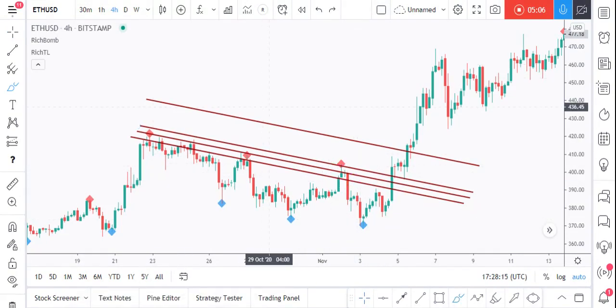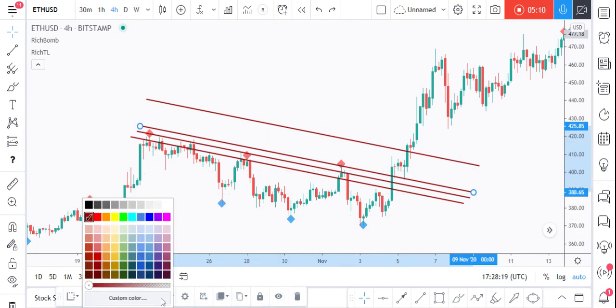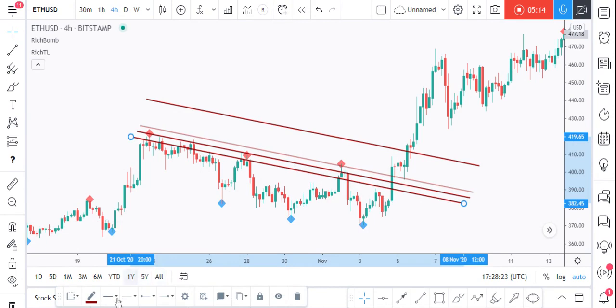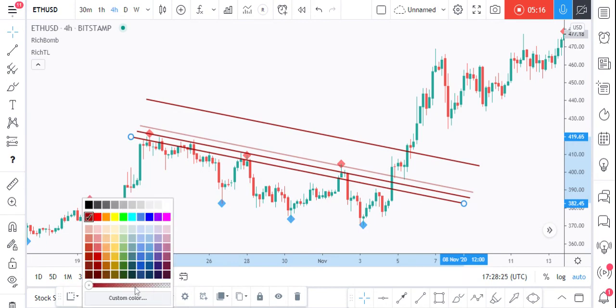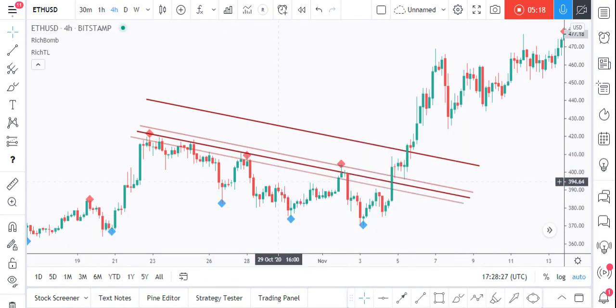And as you saw on the last chart, I tried to make this one a little bit, here we go, like this, so that the zone doesn't bother my eyes.